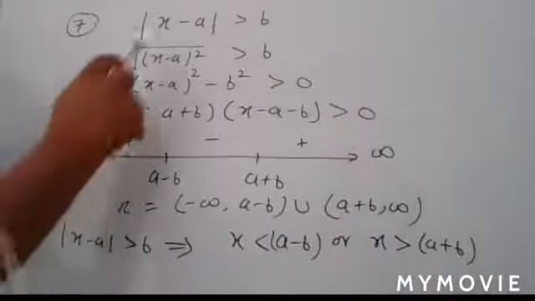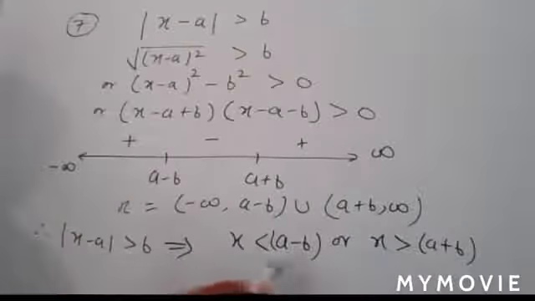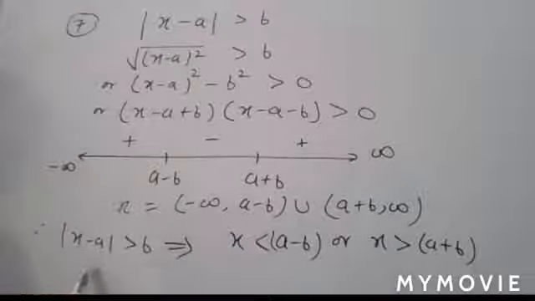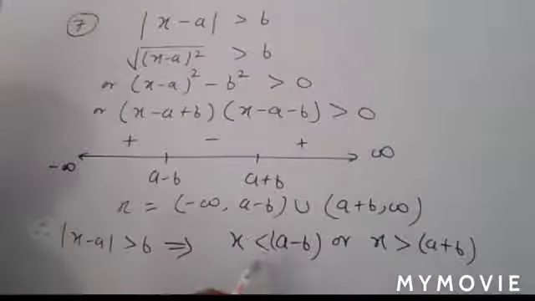Just correlate the result also. If you have any number with modulus sign, |x - a| greater than b, then in which way are your results? The value of x is: x - a is lesser than a - b, and that is greater than a + b. Okay, note it.